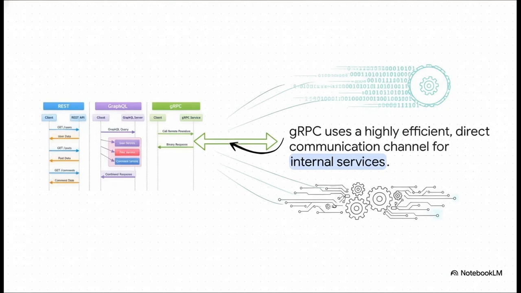It's not sending text that you or I could read, like JSON. Nope. gRPC uses a super compact binary format that machines can understand almost instantly. It's basically like a direct line between different services, built for maximum performance inside your own system.